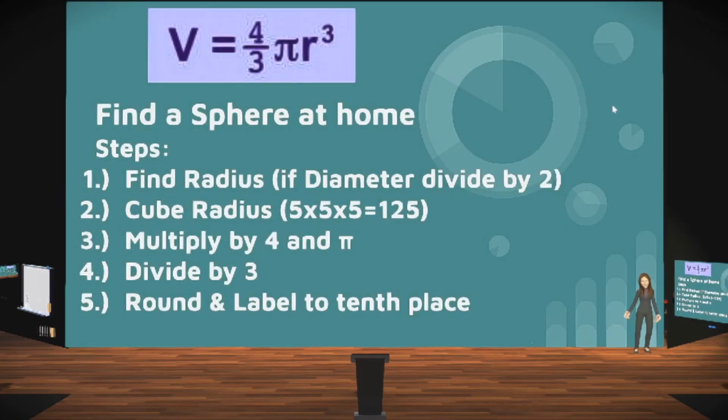All right, and your last thing is to find a sphere in your home. I'll give you some examples in a minute, but always remember the equation 4/3 times pi r cubed helps you find the volume of a sphere. When you are finding this at home, you can use an online ruler that will easily decipher that measurement for you and make it realistic. You could find the diameter and then divide by 2, or just find the radius right away. Make sure that you cube your radius, multiply by 4 and 3.14, and then divide by 3.